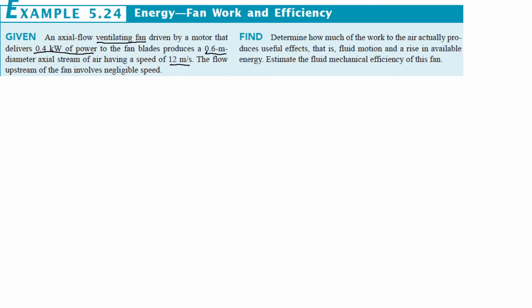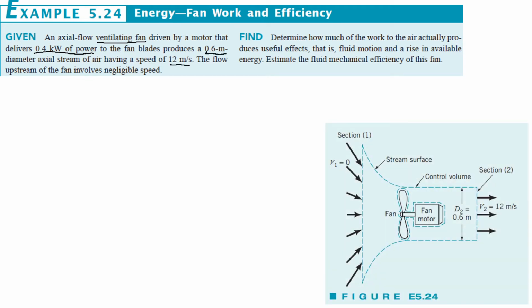So let's look at the diagram. This is a ventilating fan, so this is actually sucking some air out of a room. So this is the diameter 0.6 meter that they are talking about in the statement, and the velocity downstream, that is 12 meter per second. The flow upstream of the fan involves negligible speed. So this is the upstream of this fan, and at upstream the flow velocity is negligible. Let's suppose that the flow here was static and this exhaust fan was turned on to suck some air out of this room. So here at section 1 our velocity is 0.